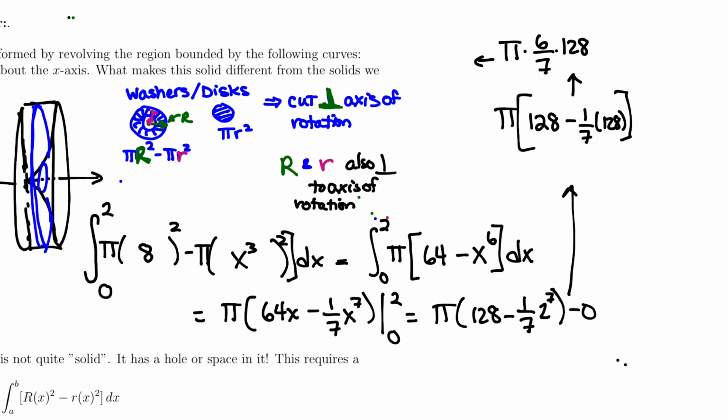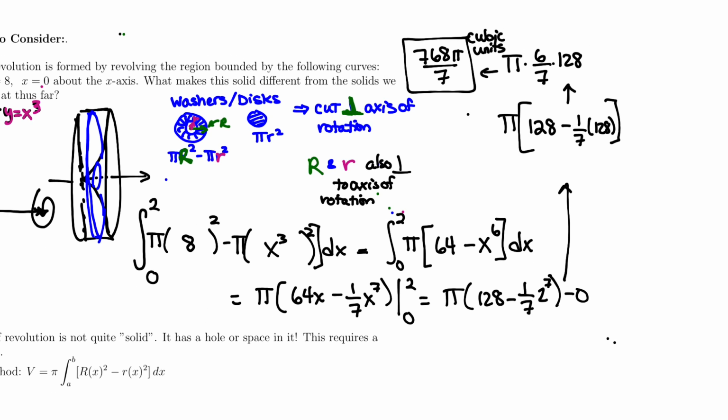768 over 7? Anybody second that? Maddie does. 768 pi over 7. Beautiful. My units, because I'm doing volume, are going to be cubic units. Thank you. I'm going to stop. That's our warm-up review on washers.